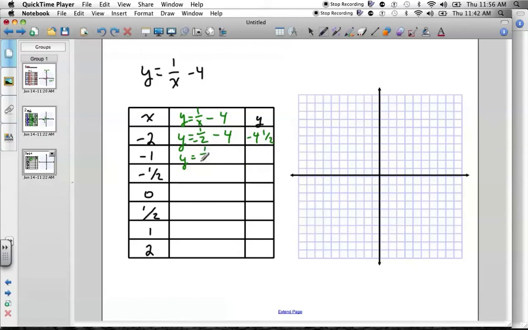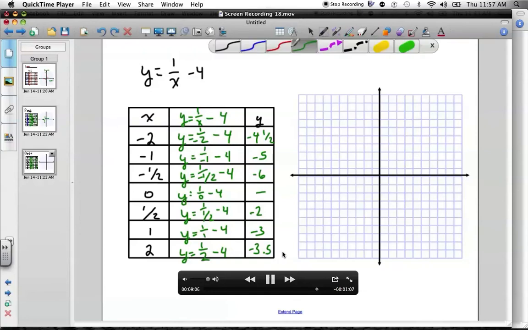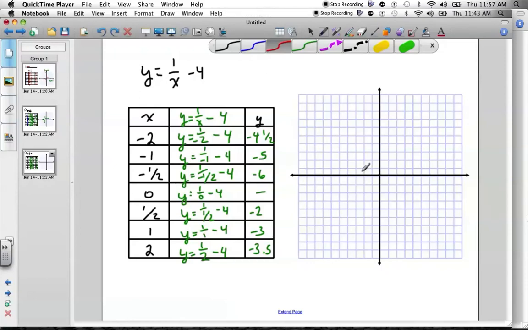When we put in the value negative 1, 1 over negative 1 is negative 1, negative 1 minus 4, negative 5. So now we're going to go ahead and graph. Negative 2, negative 4.5, so we're going to go left 2, down 4.5. Negative 1, negative 5. Negative 1/2, negative 6.